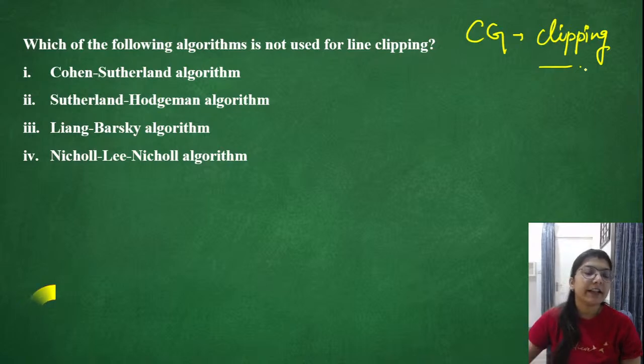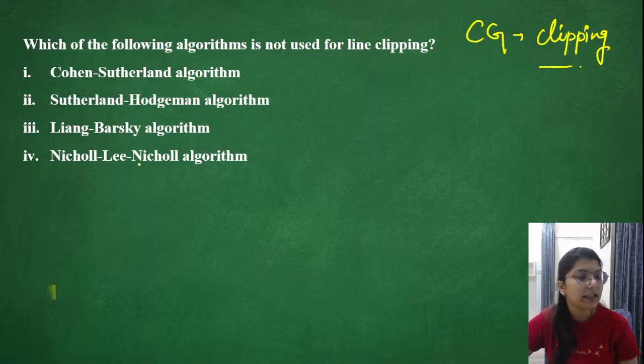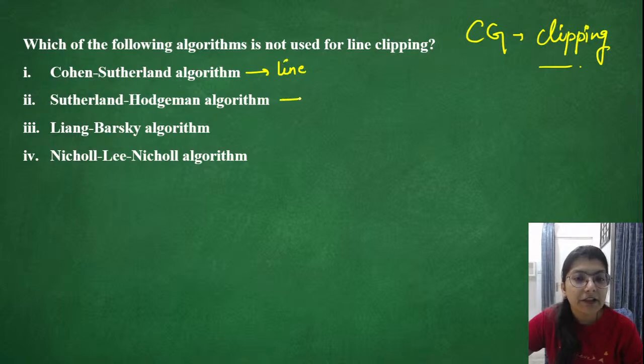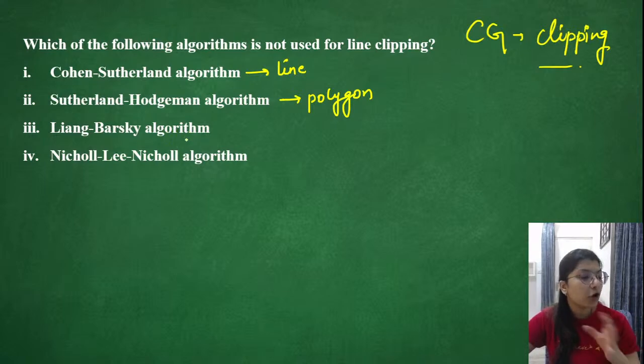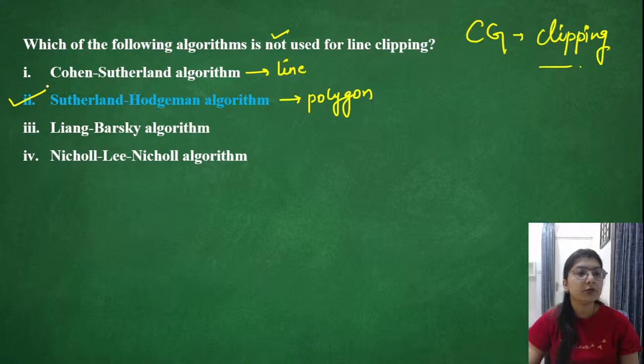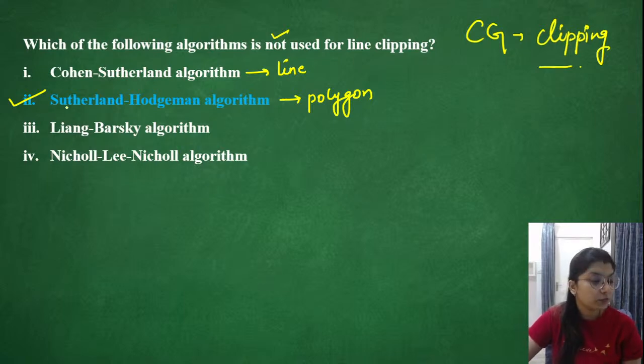We have studied 2 algorithms, Cohen-Sutherland and Sutherland-Hodgman. We have not studied Liang-Barsky and Nicholl-Lee-Nicholl, and let's say we don't know about them. We know that this one is for line clipping and this one is for polygon clipping. We might know about the others, we might not, but they are asking which is not used for line clipping. With these 2 only I have my answer, that the correct answer is option number 2, that is Sutherland-Hodgman algorithm. Liang-Barsky and Nicholl-Lee-Nicholl are also line clipping algorithms. Okay, so the correct answer is option number 2. Sutherland-Hodgman is a polygon clipping algorithm, not a line clipping one.